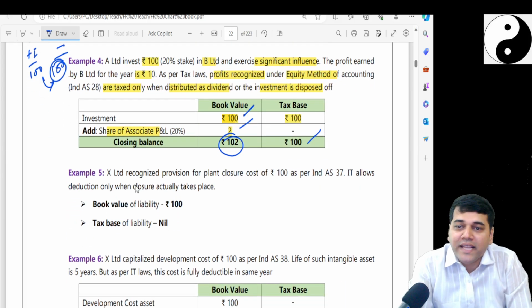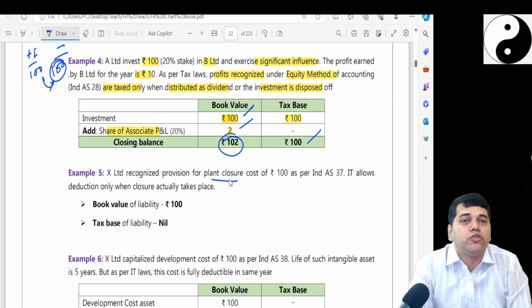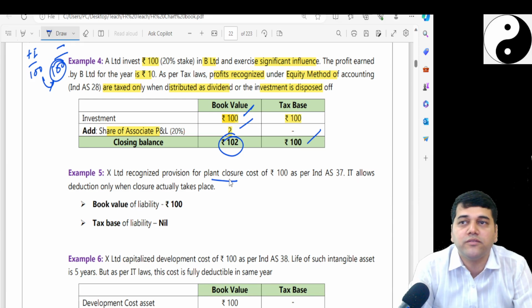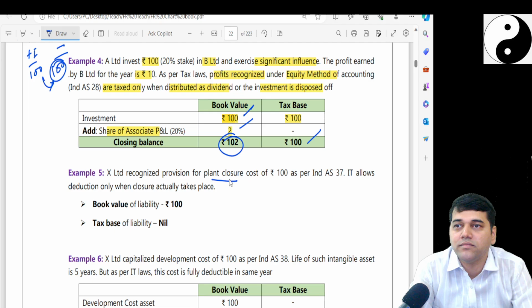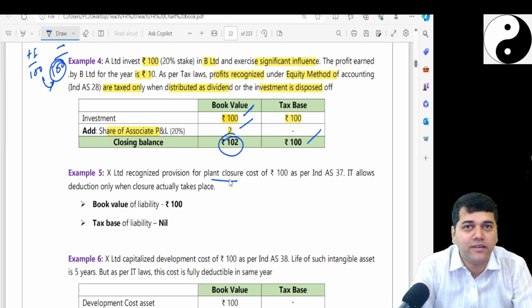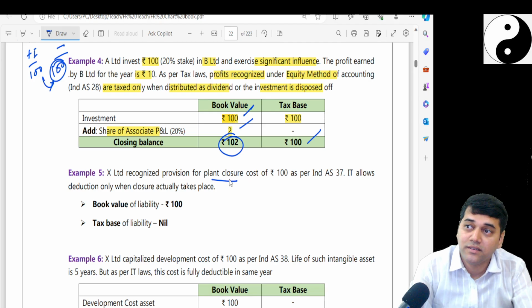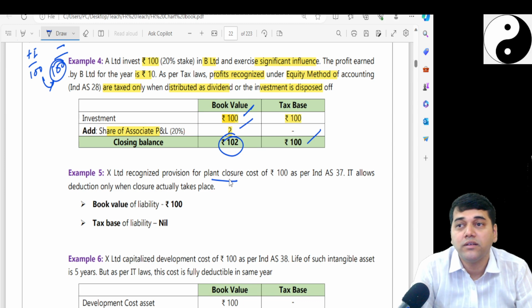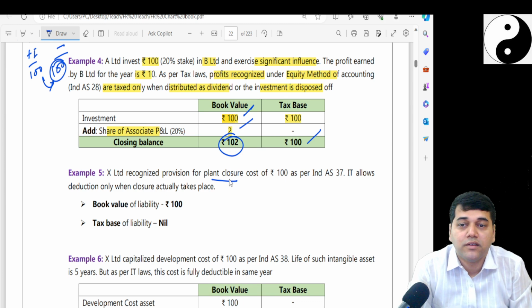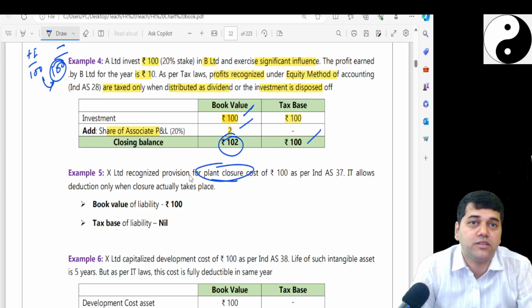Example 5. X recognized a provision for plant closure. What accounting entry did you pass for plant closure? Have you come across this anywhere? Any chapter? Yes, actually it is Ind AS 37. But you remember termination cost of Ind AS 19? One accounting entry. Debit what? Plant closure cost. You have to make a provision now. What is the debit?